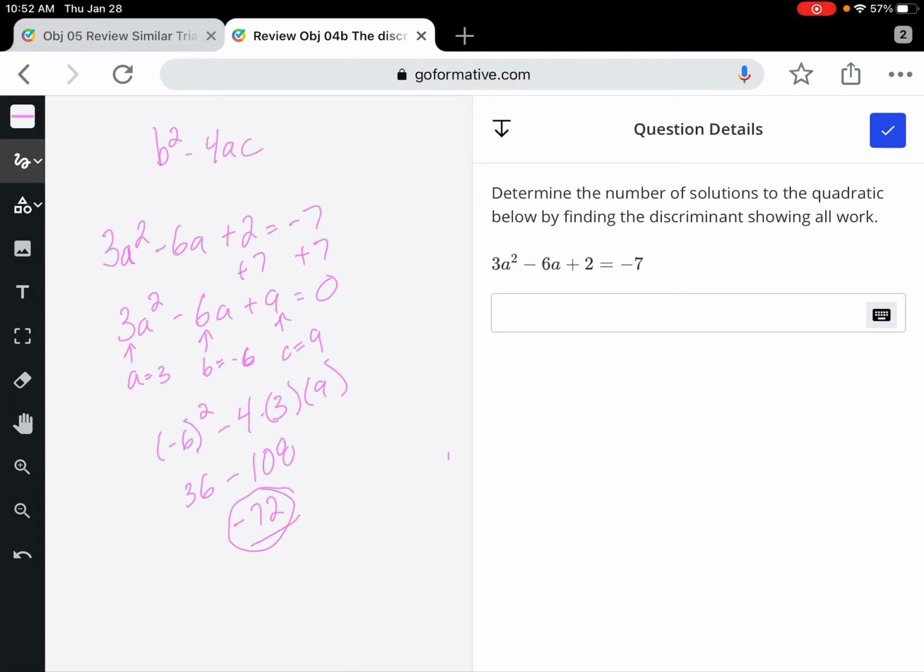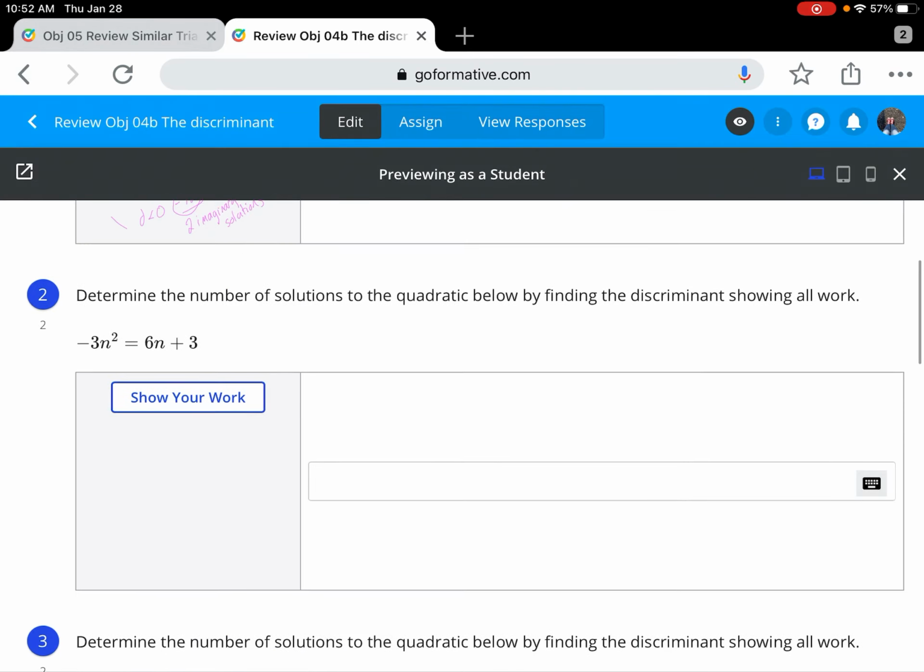When you have a -72 here, well, that tells you something, okay? That's when your discriminant is less than 0. That means that you have two imaginary solutions. Okay, you have two imaginary solutions and no real solutions.